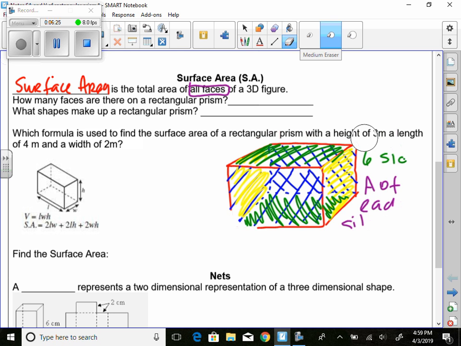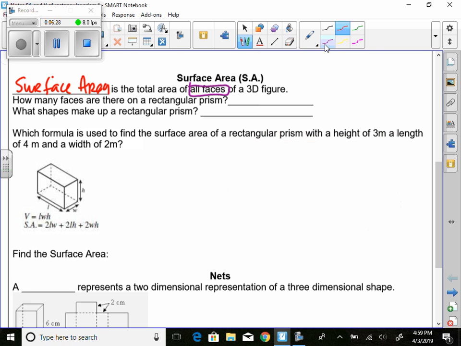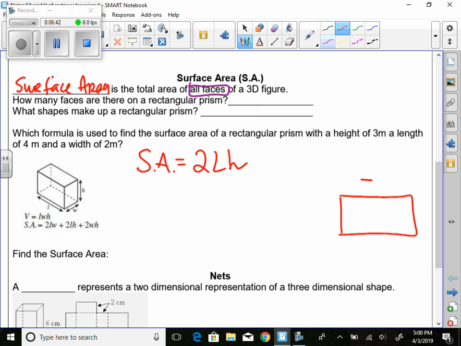So the formula that you're going to use for this is as follows. Surface area is equal to 2 times length times height. So this is me finding the area of the front and the back, if you will. Let me just redraw the shape again.